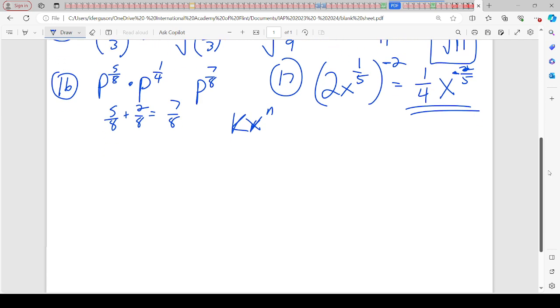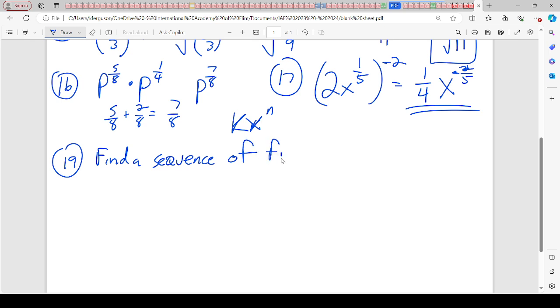Not going to be on there. So we do got 19 though. So 19, find a sequence of 5 intervals that I'm writing it out for y'all. If y'all don't want me to write it, I'll stop. Contains 2 to the radical 5 power.